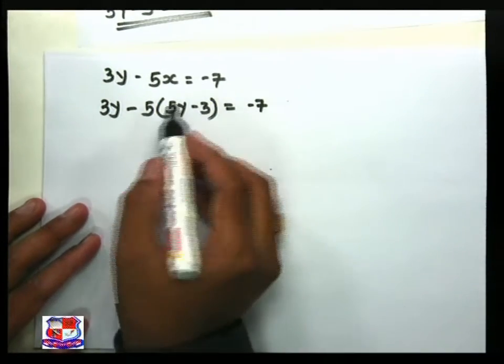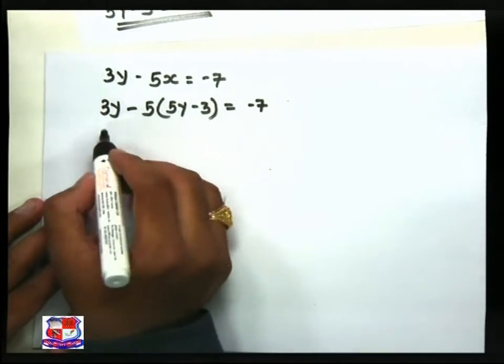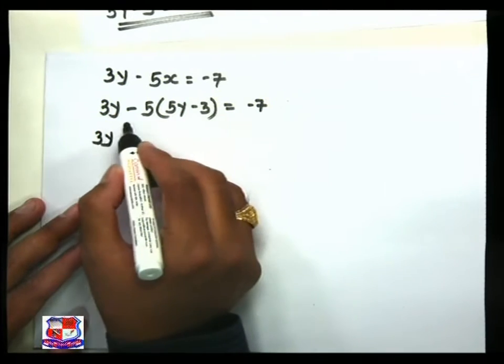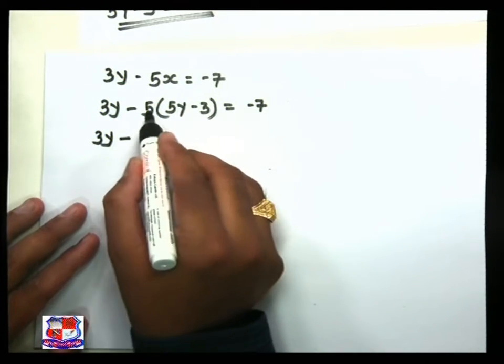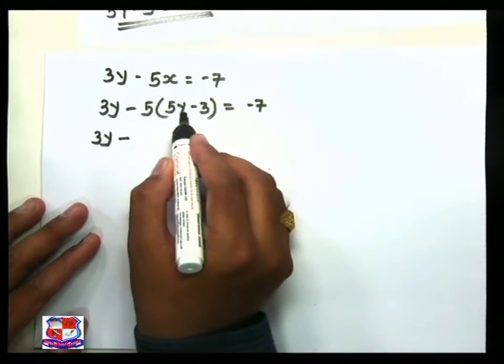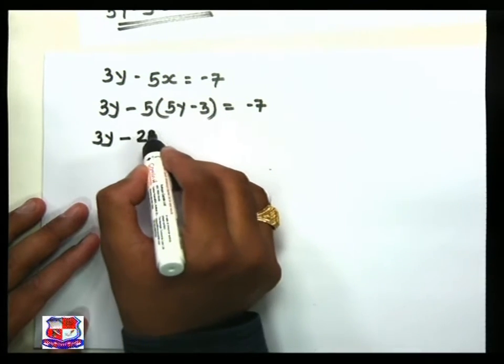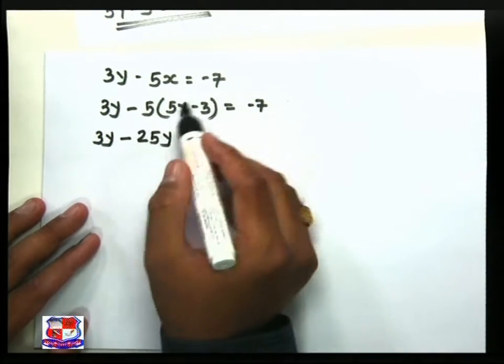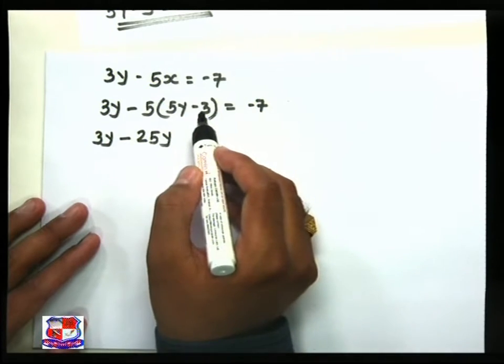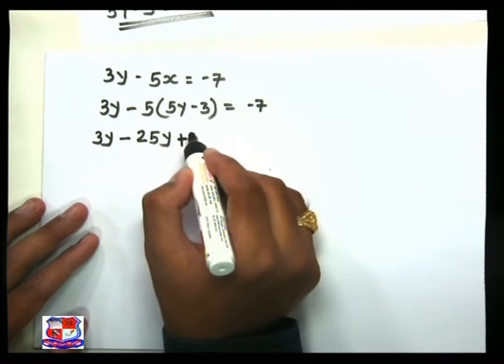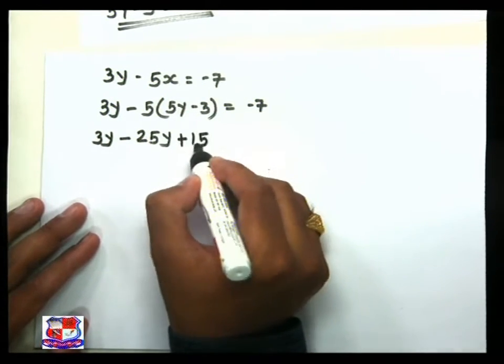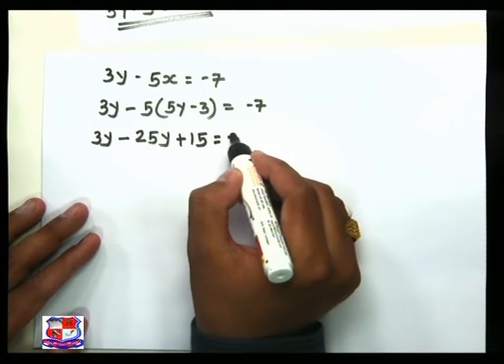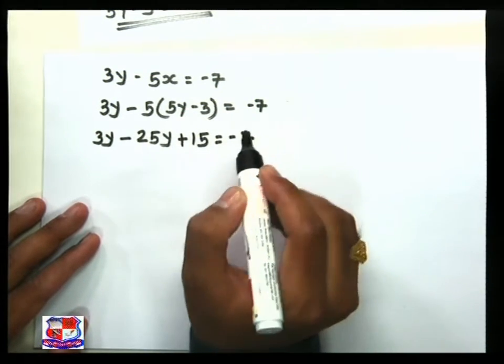Now just simplify: 3y minus 5 into 5y, that is minus 25y, minus 5 into minus 3, that is plus 15, is equal to minus 7.